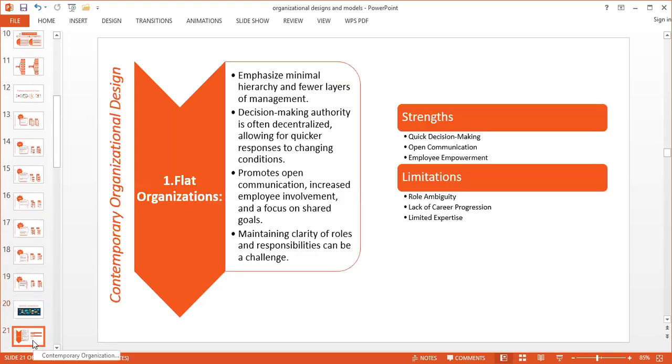First one is flat organization, which emphasizes minimal hierarchy and fewer layers of management. Decision-making authority is often decentralized, allowing quicker response to changing conditions, promoting open communication, increasing employee involvement, and focusing on shared goals. Maintaining clarity of roles and responsibility can be a challenge. Strengths: quick decision-making, open communication, employee empowerment. While limitations are role ambiguity, lack of career progression, limited expertise.